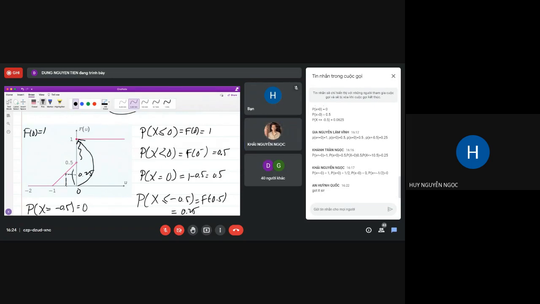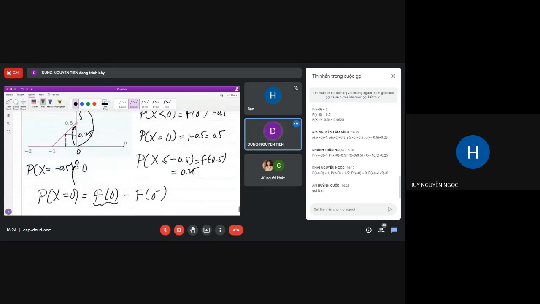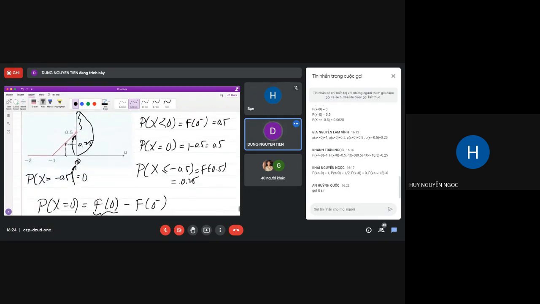F of 0 is here, and the left limit is here. Can you see it better now? So the function has an empty circle right here. That's why the left limit is 0.5, and the function at the point 0 is 1. Then you come up with the difference, 1 minus 0.5, and you get 0.5. Yes, I understand it now. Thank you.